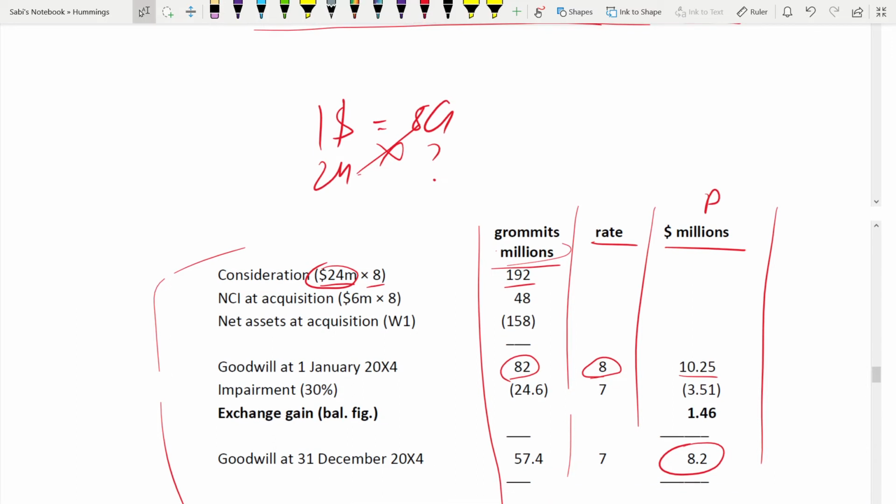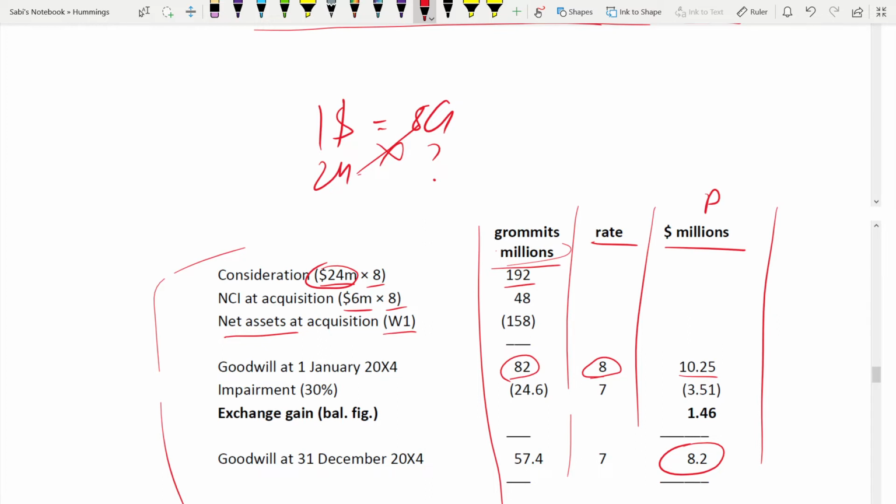Even though you say this is in dollar, this is in dollar, what about net asset? This is in grommet, no? So something is in dollar, something is in grommet. You cannot keep it. So rather, first take everything in grommet, then use the rate and change it into dollar for goodwill calculation. So NCI also, they have given 6 million, same rate, 8 opening rate only. Okay, and net asset separate working is there.